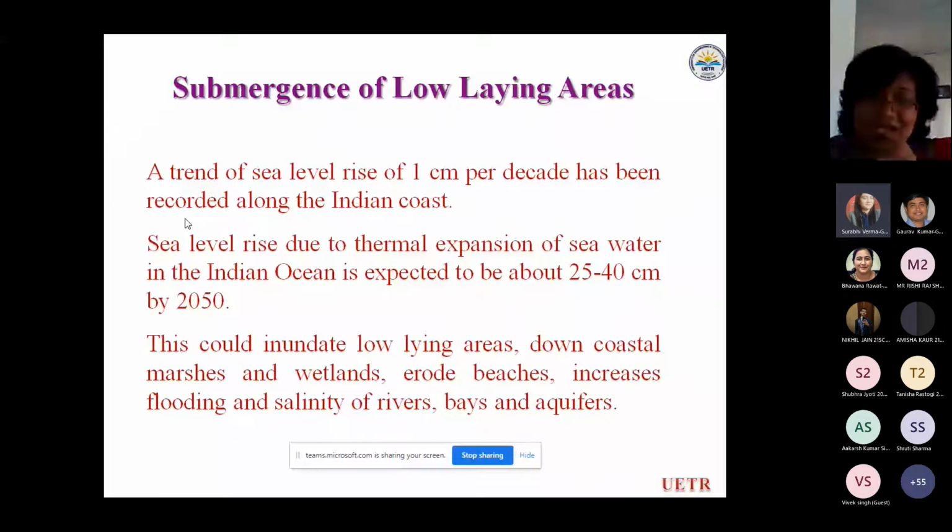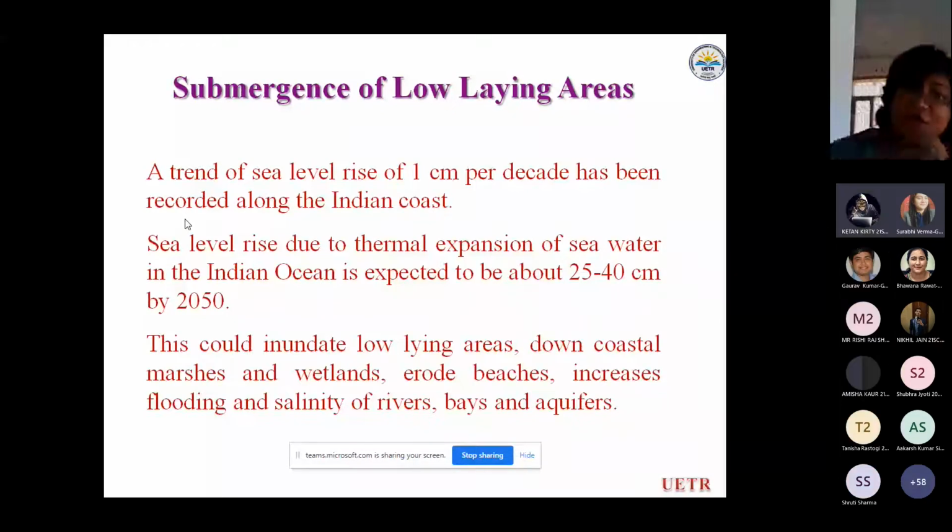Actually, you can see India has a position in between two oceans. Three-quarters of the part is related to the ocean. A trend of sea level rise of 1 centimeter per decade has been recorded along the Indian coast. The sea level rise is due to thermal expansion, and this could lead to submergence of low-lying areas, coastal marshes and wetlands, erode the beaches, and increase the flooding and the salinity of rivers, bays and aquifers. It is expected that by 2050, the sea level rise due to thermal expansion of the ocean will be about 25 to 40 centimeters in the low-lying areas.